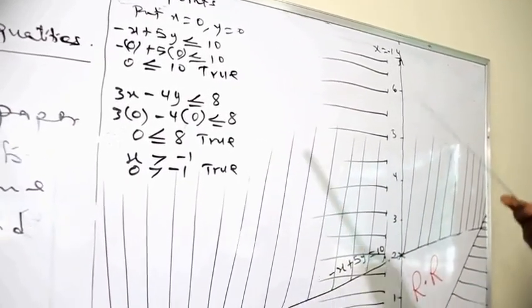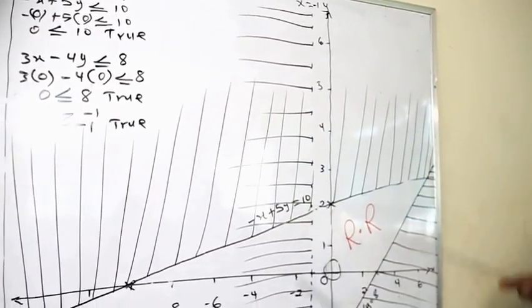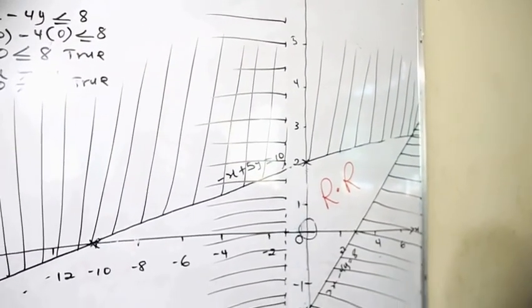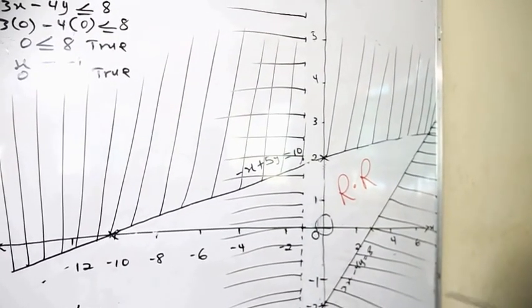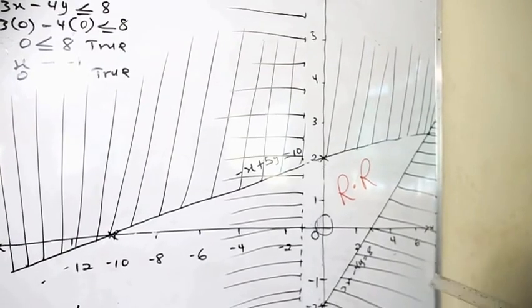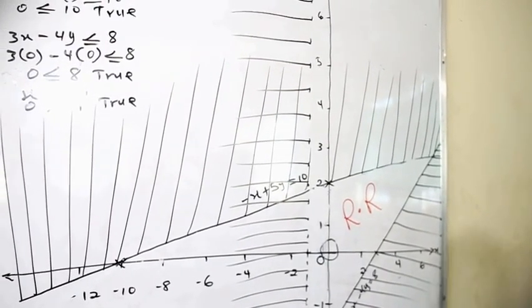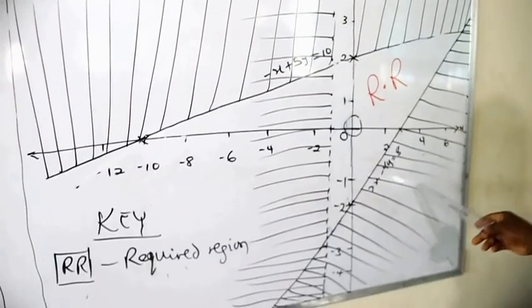In that case, having arrived at true, it then means the region containing the origin should be left unshaded. It is the required region. The other region should be shaded out. That's the reason why this area should be shaded out.